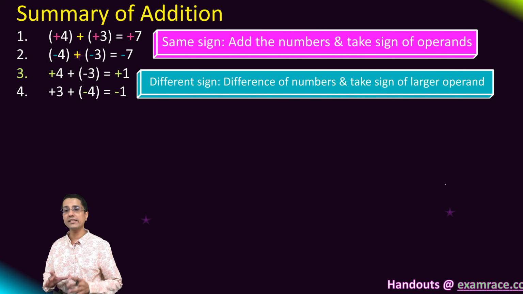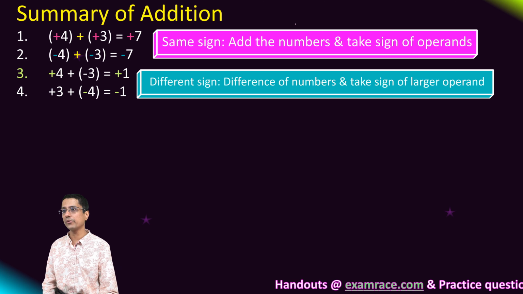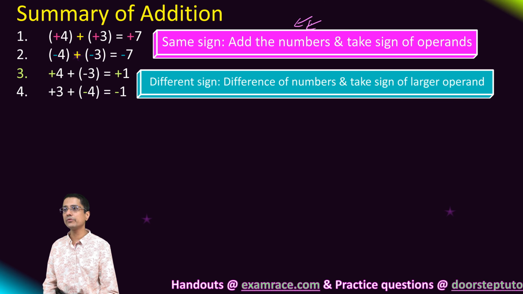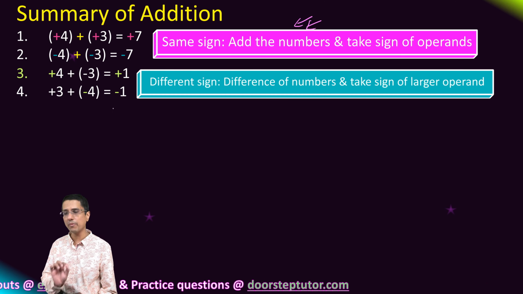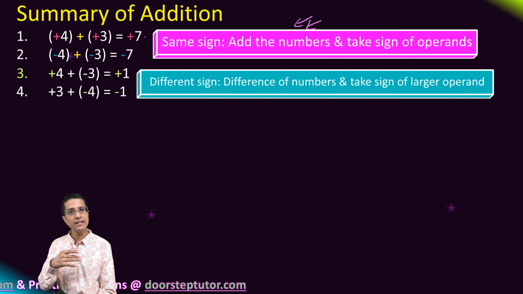Now with this we have covered all the details of the addition. Let's just look at their summary. The first and the most important rule, this is the method that we would be using all the time for doing the addition of integers, and this is the rule that you need to remember always. The rule is again very simple.